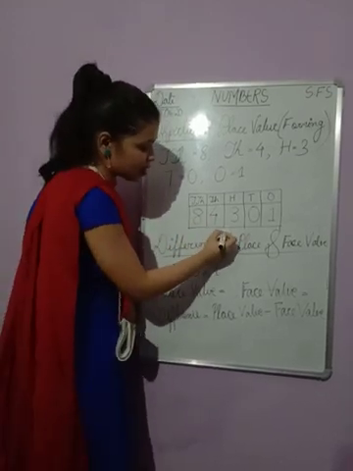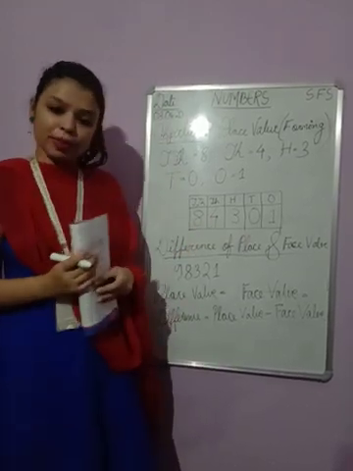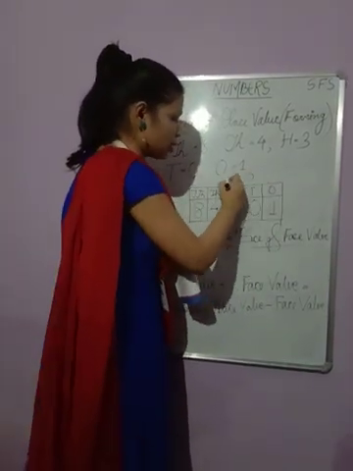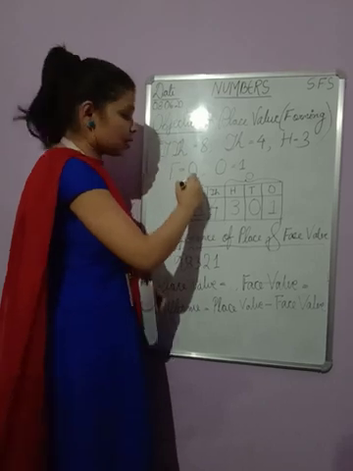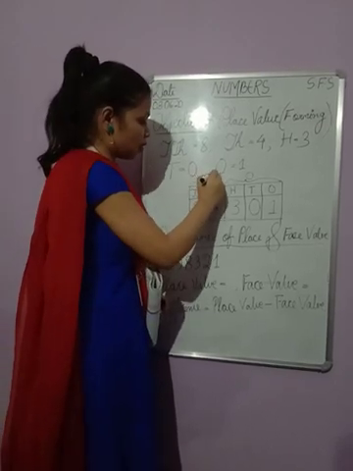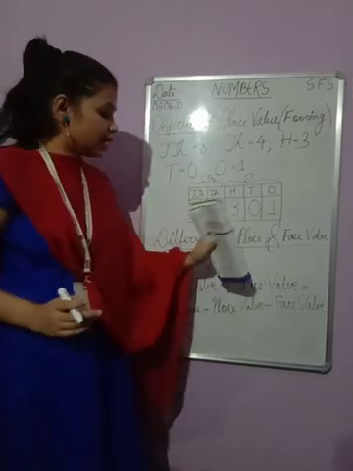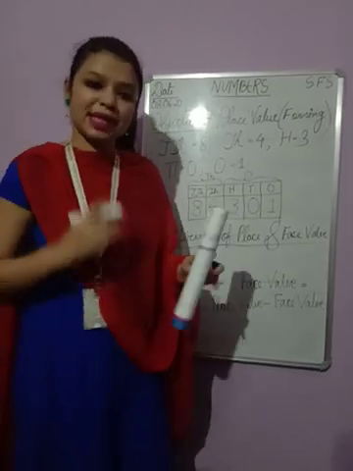So there is an invisible comma here. Do you remember? We separate the ones. This is ones and this is thousands. Okay, so between the ones and the thousands place there is an invisible comma which separates them.